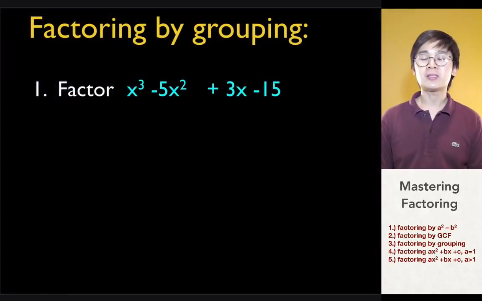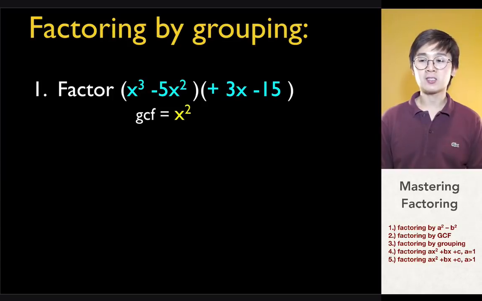So let's use this technique on this next set of polynomials. We have a four-term polynomial. Just like what we did a while ago, we will group it into two. So we'll have x cubed minus 5x squared for the first group and positive 3x minus 15 on the second group. Now our greatest common factor of the first group is x squared, and the greatest common factor of the second group is positive 3.